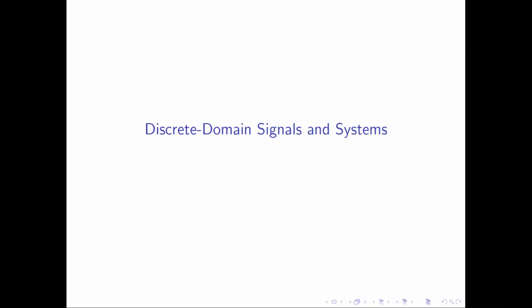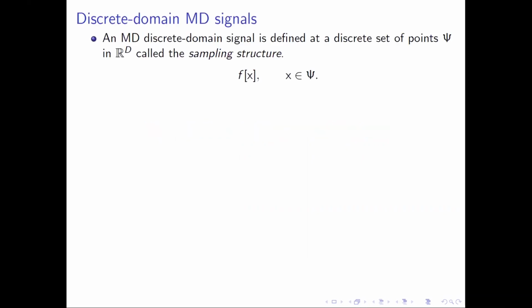Chapter 3 introduces the concept of discrete domain signals and systems. This is the extension of discrete time signals and systems to the multidimensional case. We're concerned with signals defined on regular sampling structures specified by lattices. Some of the basic properties of lattices are introduced as needed, but a comprehensive overview of the relevant material on lattices is presented in Chapter 13. The presentation largely follows the same outline as for the continuous domain case.